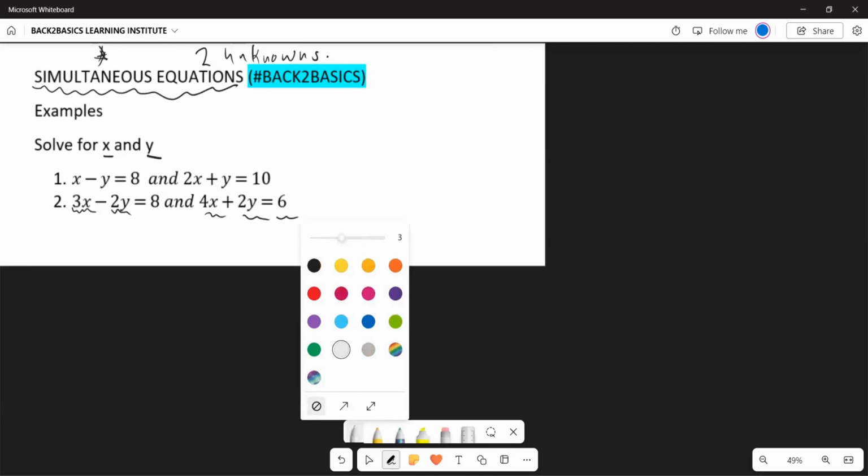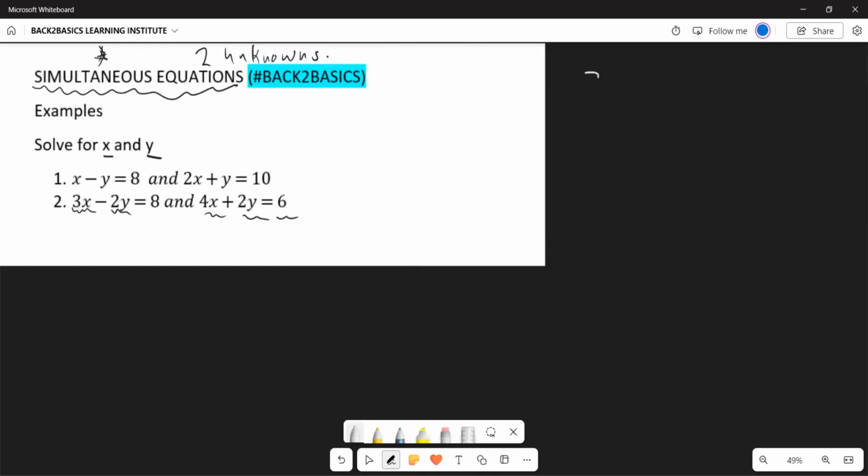Now, firstly, you can take your first equation as your 3x, subtract your 2y is equal to 8. We make this your equation 1, right? Now, let's take the second one. You have your 4x plus your 2y is equal to what? Your 6. This is your equation 2.